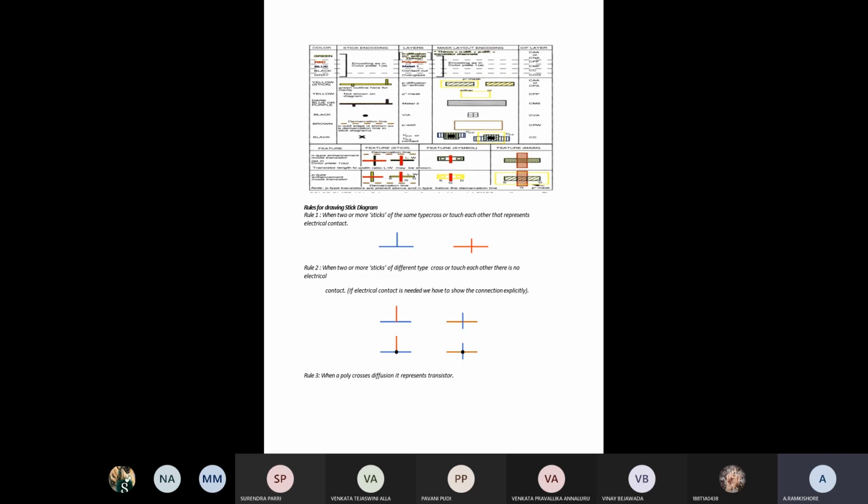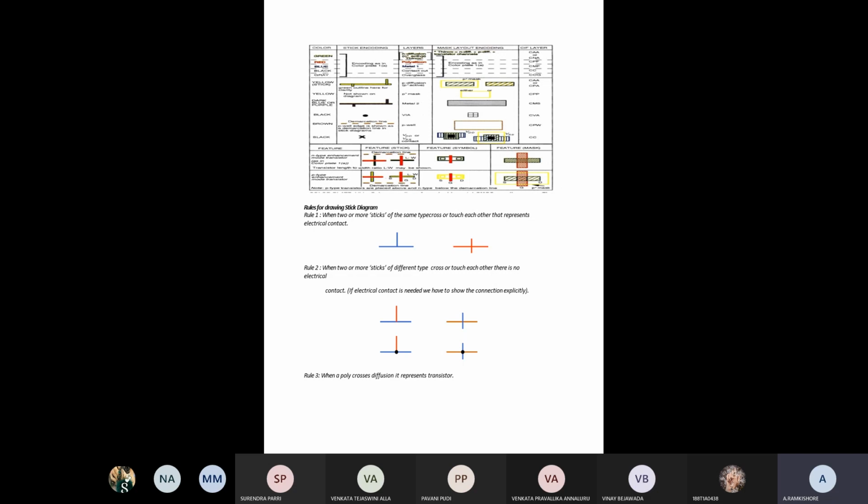Then only can we draw a proper stick and layout diagram for any type of NMOS design or PMOS design. To draw CMOS or NMOS designs, we have some rules we have to follow. So we'll see what the rules are for drawing a proper stick diagram.